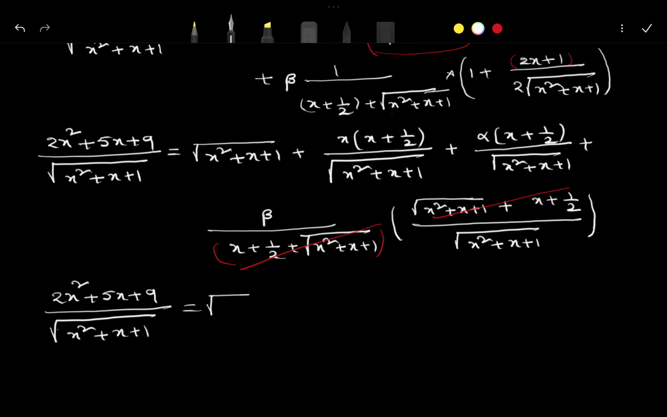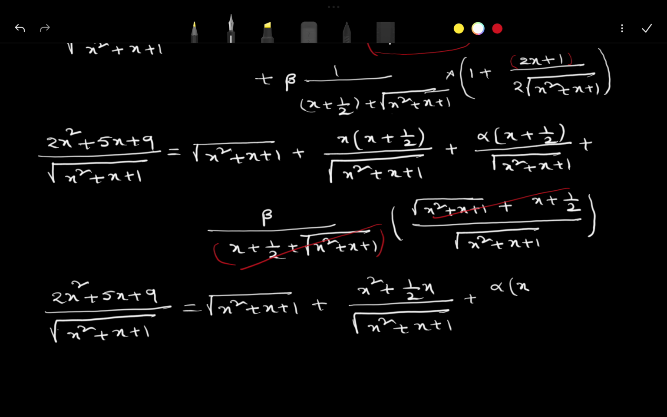is equal to √(x² + x + 1) times (x + 1), plus (x² + 1/2 x) divided by √(x² + x + 1), plus α(x + 1/2) divided by √(x² + x + 1), plus the next part, β divided by √(x² + x + 1).